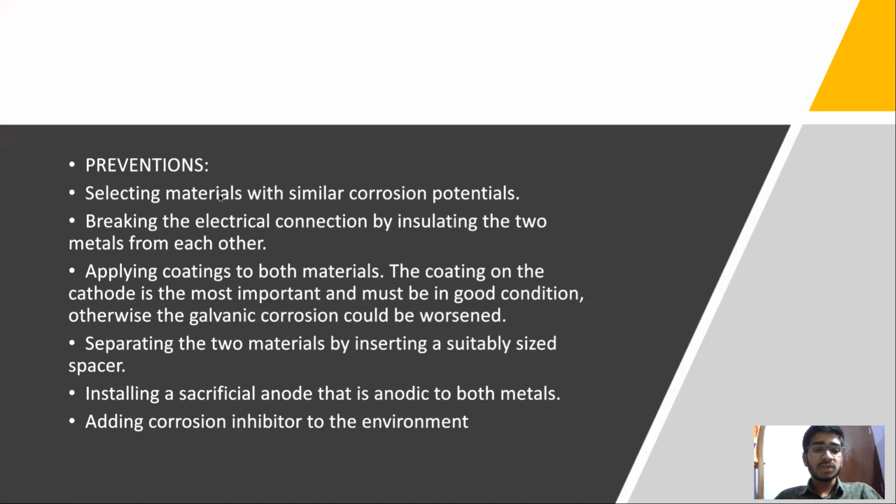Prevention: how to prevent the corrosion. Selecting materials with similar corrosion potentials. Breaking the electrical connection by insulating the two metals from each other. Applying coating to both materials. The coating on the cathode is the most important and must be in good condition, otherwise the galvanic corrosion could be worsened. Separating the two materials by inserting a suitable size spacer.